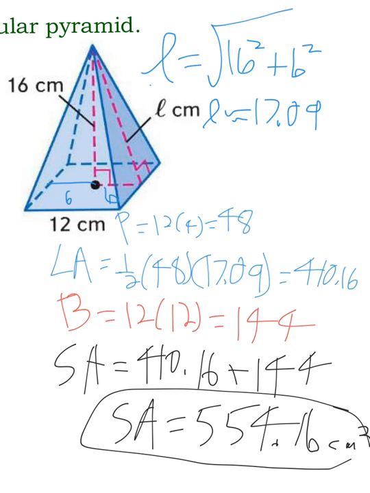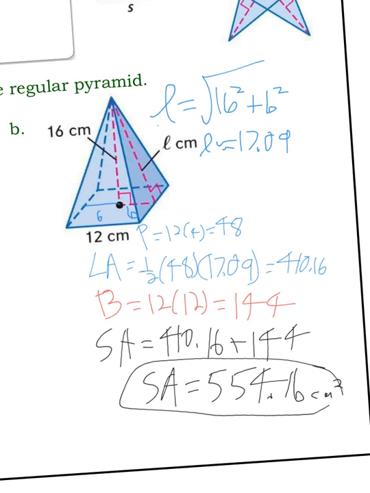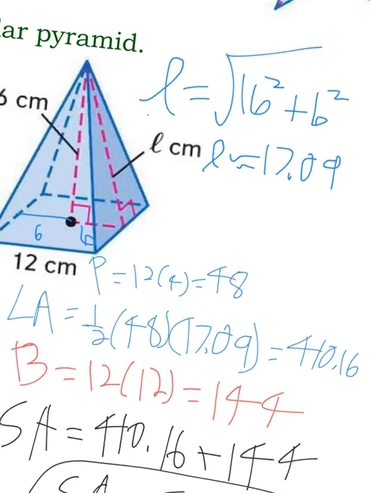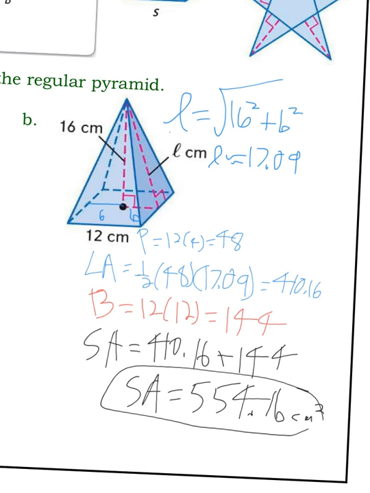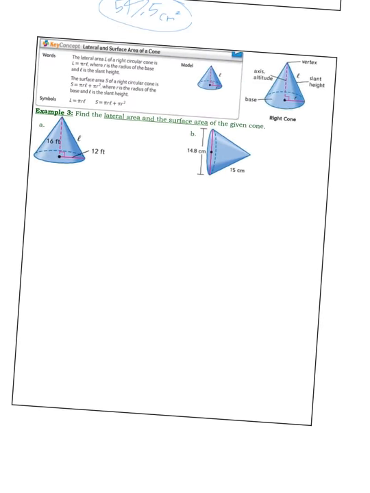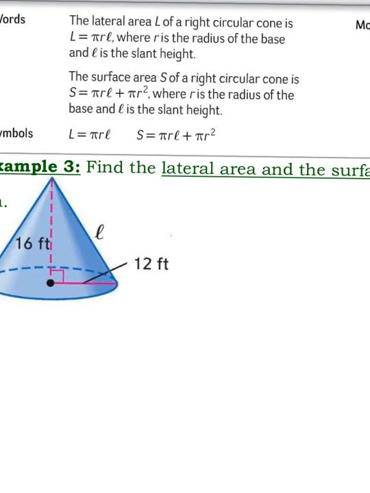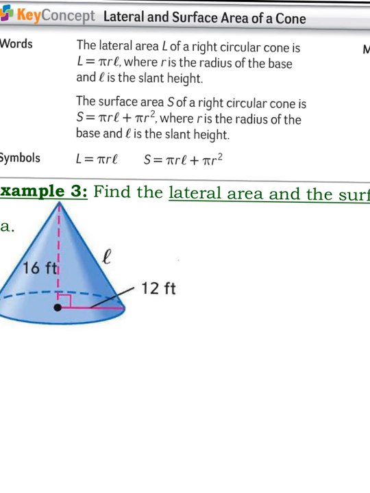All right, so that's about as difficult as those are going to get, where I don't give you the slant height, or I don't give you the height of the pyramid, something like that. You'll have to do the Pythagorean Theorem to start it off, and then everything falls into place after that. So let's look at the back of the paper, and we're going to do the lateral and surface area of a cone. It's pretty similar to the cylinder example from yesterday.